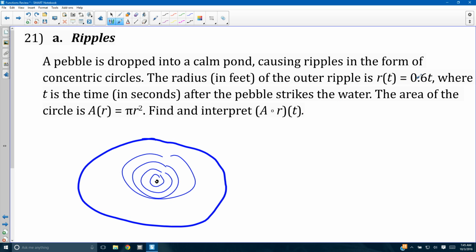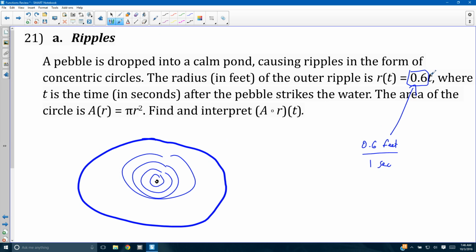t is the time in seconds and 0.6t, the radius, is in feet. So this number, this 0.6, is 0.6 feet per 1 second. Every 1 second, the radius grows another 3/5 of a foot, which I don't know how many inches that is, but 3/5 of a foot there. So I'm just interpreting the problem. I'm just trying to help you out with what this problem is saying.